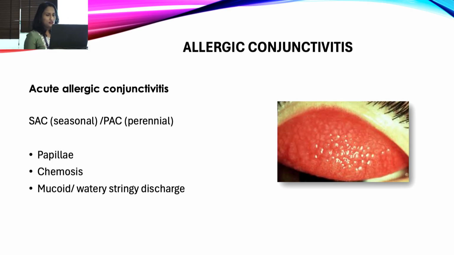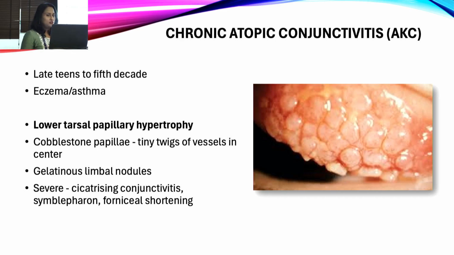Now coming to allergic conjunctivitis. It can be acute allergic conjunctivitis, which is usually seasonal or perennial, and the differentiating features are papillae, chemosis, and they will have this mucoid watery stringy discharge. There is an entity called chronic atopic conjunctivitis, that is AKC. It is usually seen in the late teens to the 5th decade. So it's a later onset allergic conjunctivitis. They have a history of eczema or asthma, and we usually see a lower tarsal papillary hypertrophy, and they can have upper tarsal cobblestone papillae also.